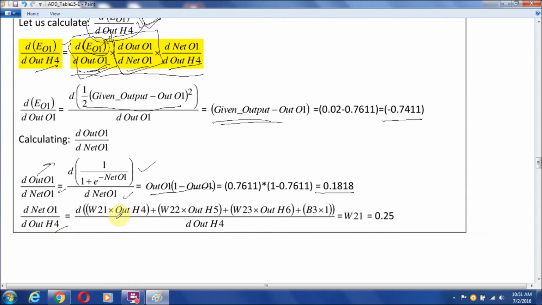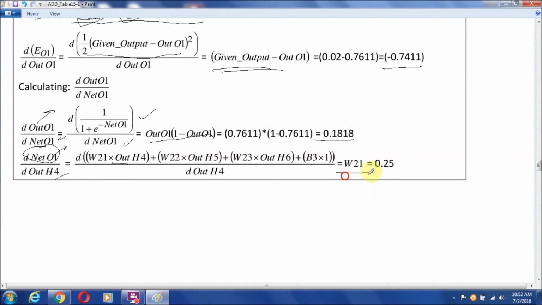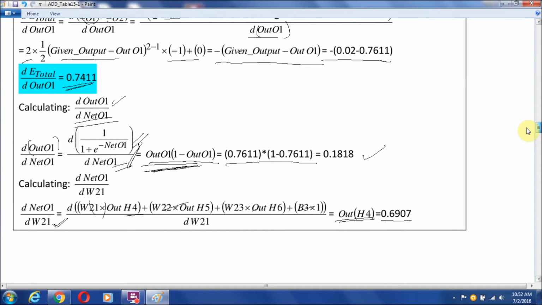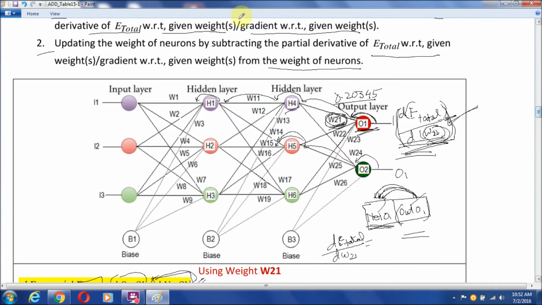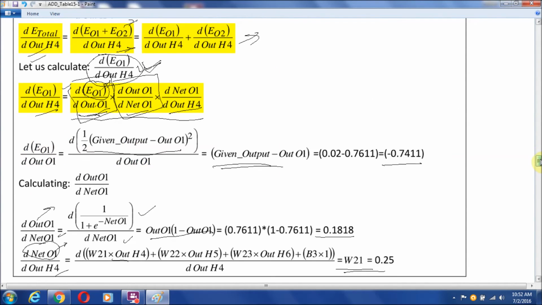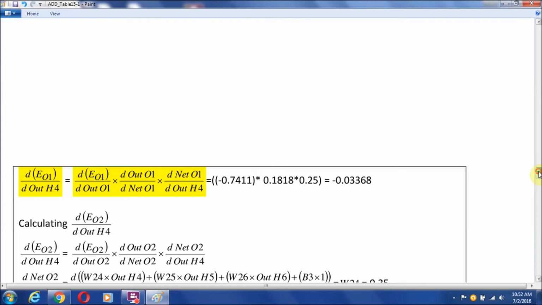Again, net O1's derivative with respect to out H4 is calculated by taking the expression that we derived in the forward pass. So this is the derivation, and this is the final outcome. You can find that some calculations, like ∂out O1 and ∂net O1, were already completed at the first layer of error propagation. So we can also put these weights here directly. After putting all the weights, we have ∂E_O1 equal to this weight.